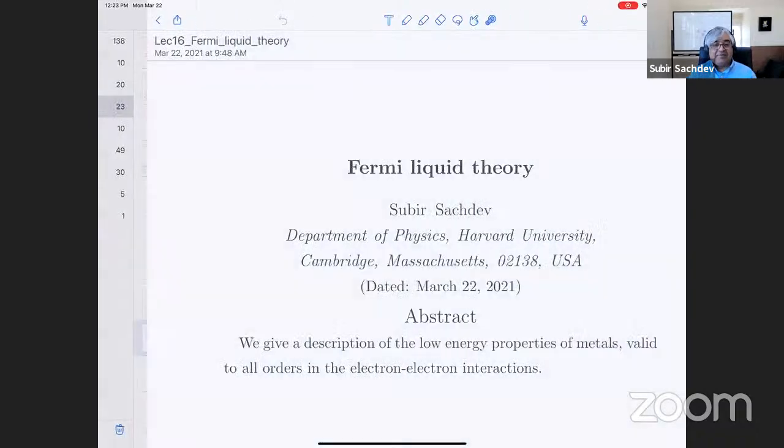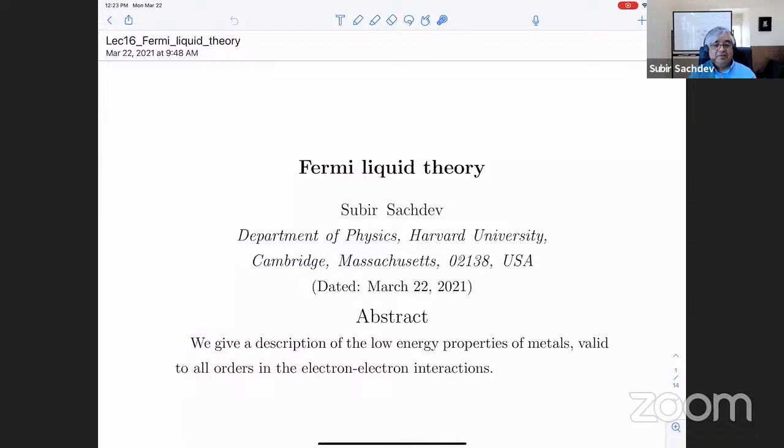Okay, so the next chapter I want to cover now is Fermi liquid theory. After this, as you see from the syllabus, we'll talk about the Kondo effect and the Kondo lattice models, and then a bit about disordered metals, and then finally theories of non-Fermi liquids. So since we're going to talk about non-Fermi liquids, we better understand what Fermi liquids are to begin with, and that's what we're going to talk about today.